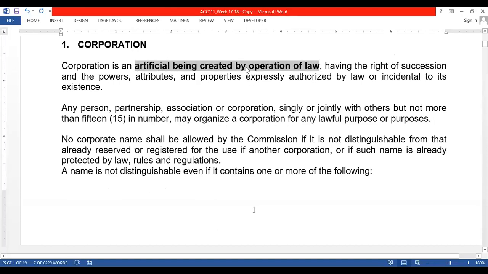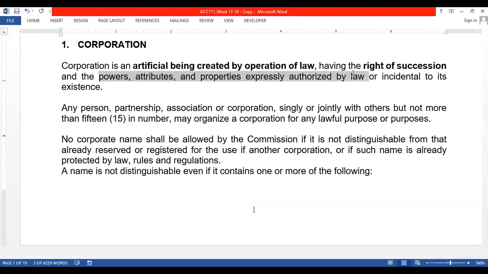There is a specific law promulgating the corporation here in the Philippines. It has the rights of succession, meaning it can be transferred from one generation to another, and the powers, attributes, and properties are expressly authorized by law. All of its authoritative guidance, even the bylaws, are explicitly mentioned in the law. I believe you have a law subject governing the corporation, I think combined as partnership and corporation law.